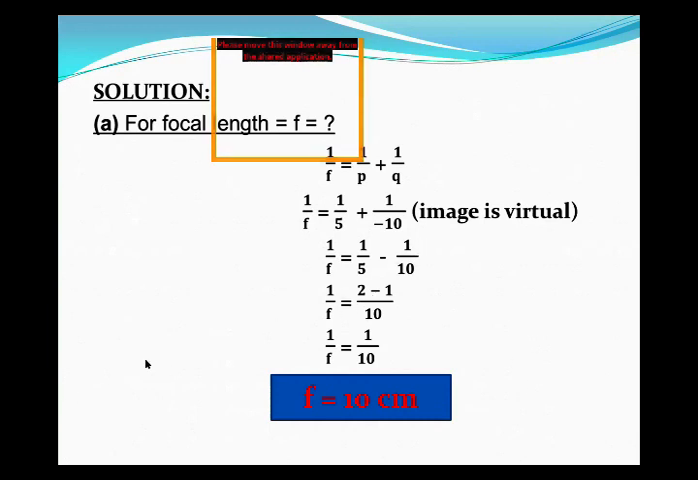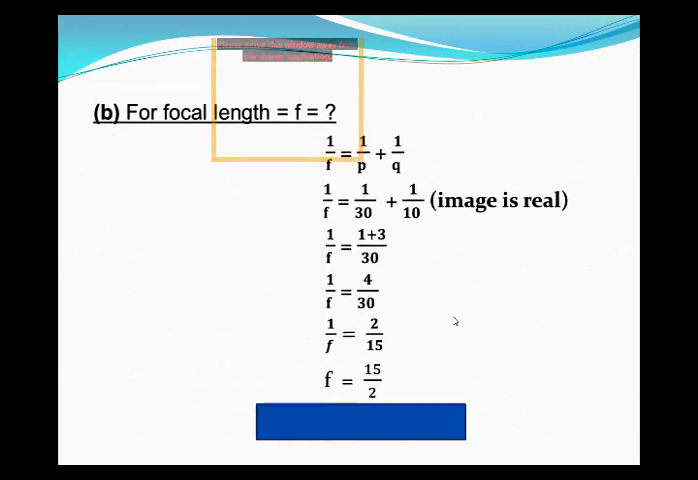Now we are going to find the focal length again when the image is real. So again, using the lens formula, that is 1 over f is equal to 1 over p plus 1 over q. So we can say that 1 over f is equal to 1 over 30 plus 1 over 10. Here q is positive because the image is real. After that, we will take the LCM of 30 and 10. Then we get 30. This 30 matches with the LCM, so we write the numerator as it is.